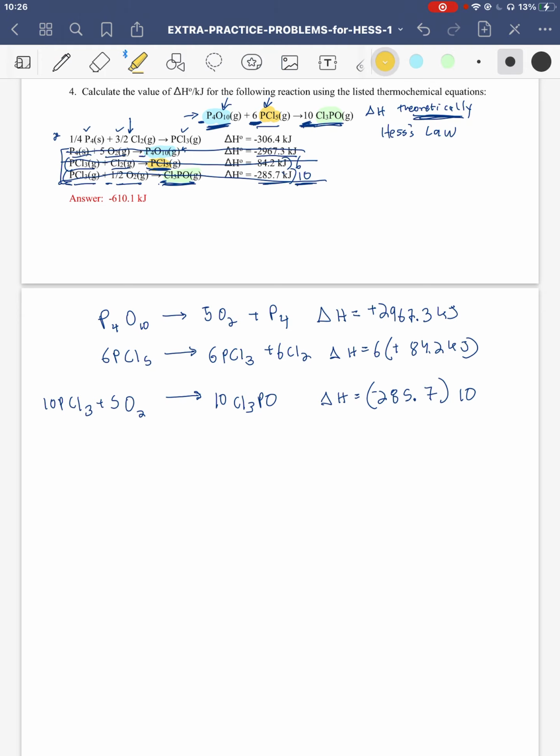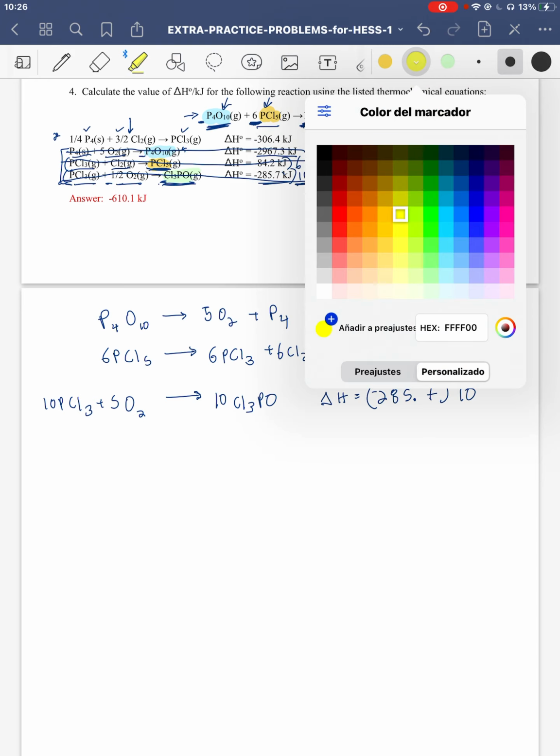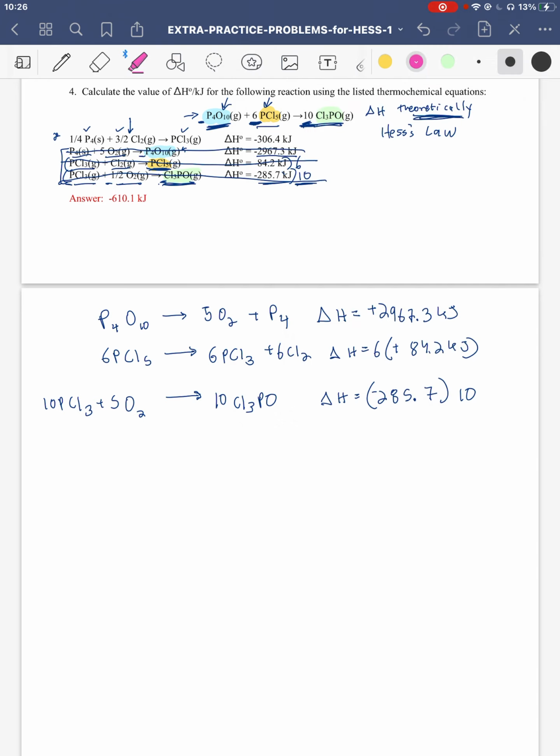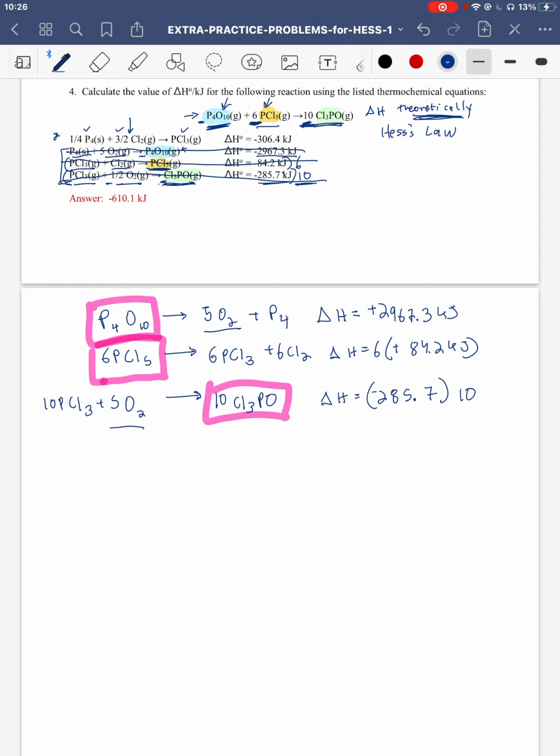Now I'm going to highlight, let's choose another color here. Let's do pink. I'm going to highlight in pink everything that needs to end up in my overall reaction. P4O10, 6 PCl5, great, 10 Cl3PO. And now let's look at how things are starting to cancel. I have 5 O2s, 5 O2s, okay. P4 doesn't yet have anything to cancel with. So I see some P4 in that extra equation. That's looking good.